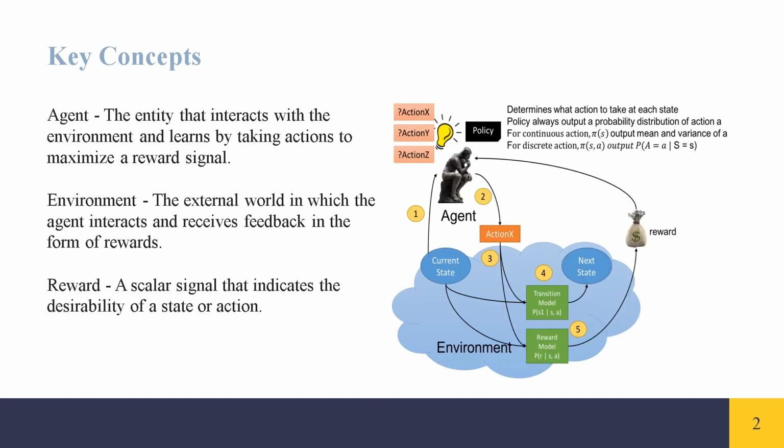Agent: the entity that interacts with the environment and learns by taking actions to maximize a reward signal. Environment: the external world in which the agent interacts and receives feedback in the form of rewards. Reward: a scalar signal that indicates the desirability of a state or action.